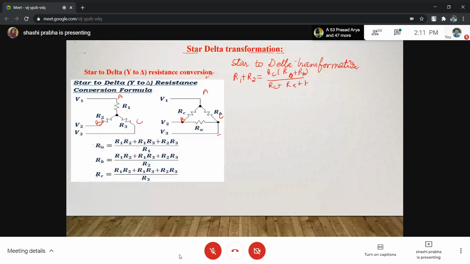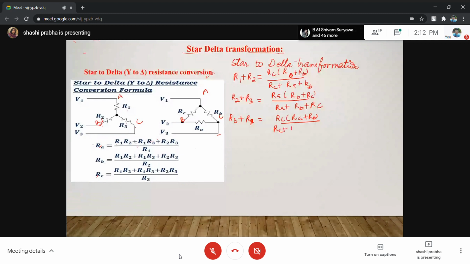Similarly, R2 plus R3 is BC. What is between BC? This is RA, RB plus RC divided by RA plus RB plus RC. Similarly, R3 plus R1, that is 3 and 1, means AC. This is RC, RA plus RB divided by RC plus RA plus RB.